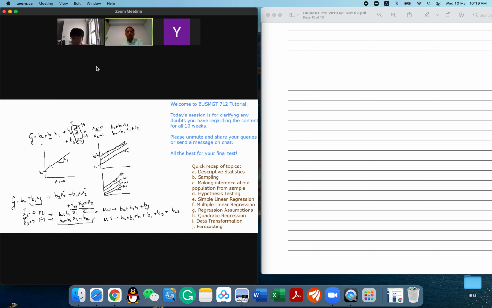Compared to the case where a female was trained, there was an additional benefit of B2, right? When a male is trained, there is not just a benefit of B2, but there is an added benefit of B3, B23. So this is an additional one that is coming here. So this tells me that there is a difference in how the training is impacting male versus female.